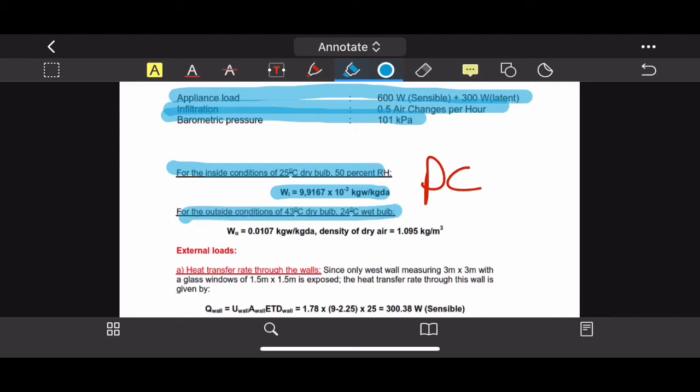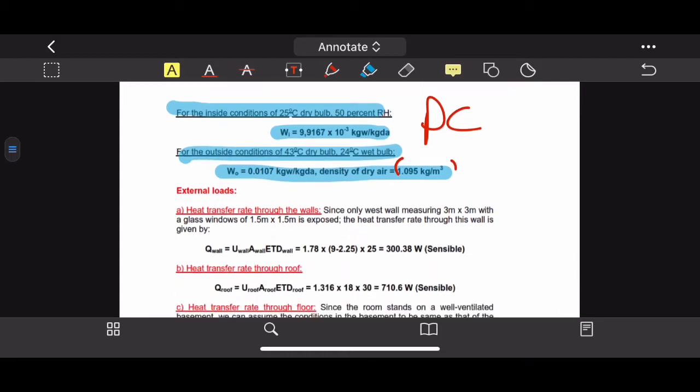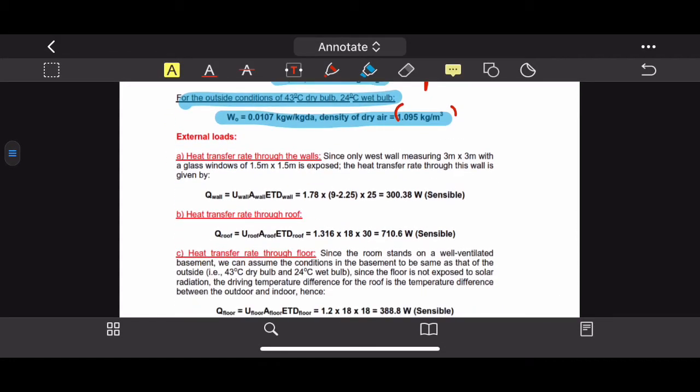Outside, right, 43 dry bulb and 24 wet bulb. So use the psychrometric chart and you get your WO. Right, the density of air, we all know that it is 0.95 kilogram per meter cube. Now we will separate this calculation into external and internal. The external first, because there are a lot of things there.